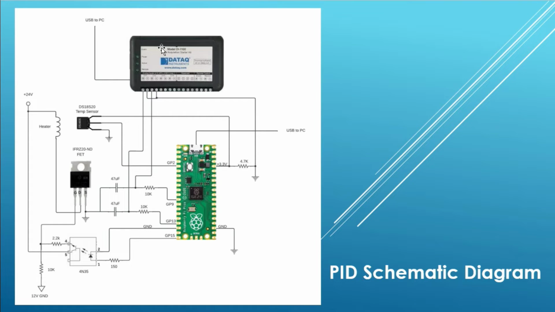The loop constants, K of P, K of I, and K of D, can be tuned through Thonny, and the system response can then be observed.